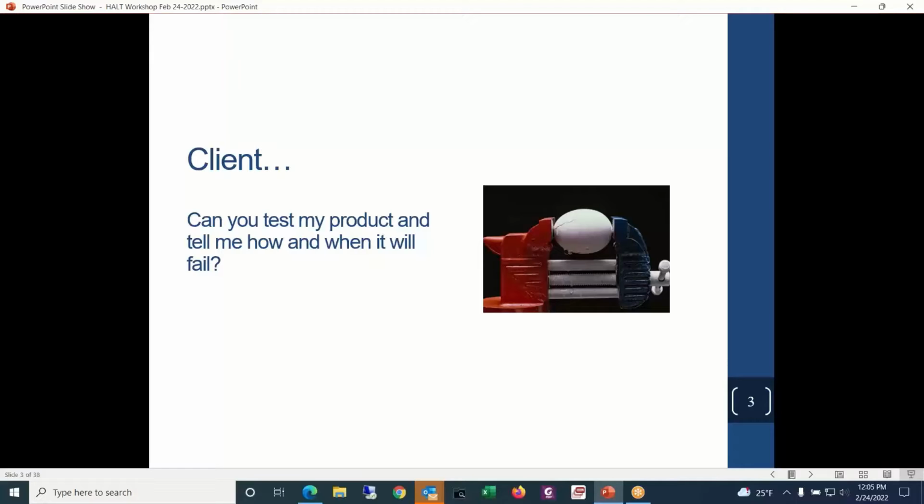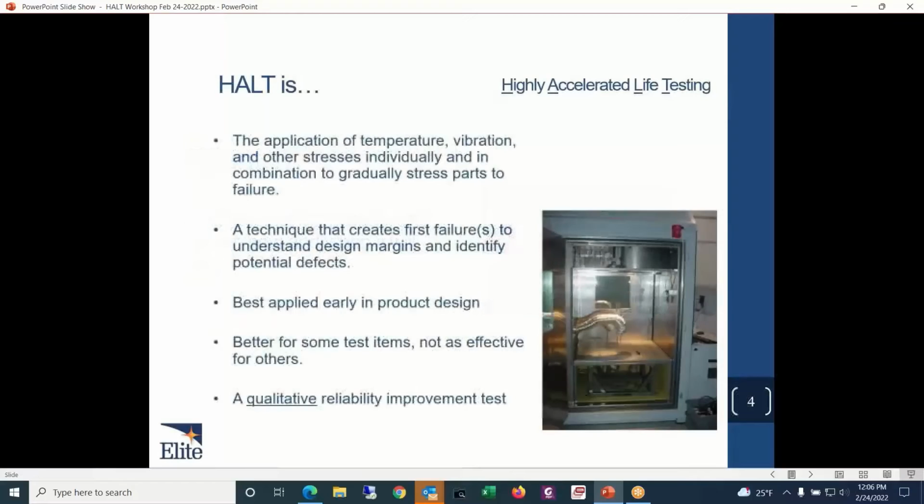One of them is to identify any of these inherent and latent design weaknesses. You want to gradually squeeze that product, pressure it, stress it, so that you can eventually find what fails first. What is that weakest part of the design? That's really what HALT is, and any kind of accelerated testing, is to apply stresses in some manner so that you can learn some things about your design.